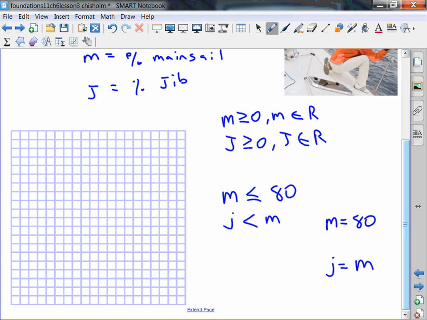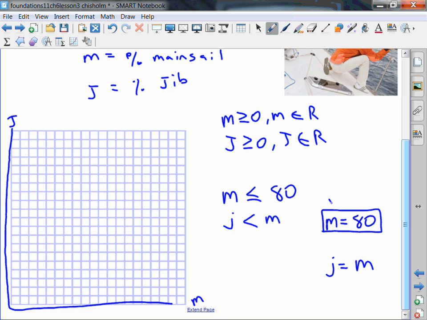So what we can do is we can say that this is our M axis. This over here is going to be our J axis. Now it's not going to matter. It doesn't matter. It's going to work out the same way each way, but we just have to call it something. So since M is X, J is Y, for this one that says M equals 80, it's like we're saying X equals 80. So we're going to have a vertical line that goes through X equals 80.